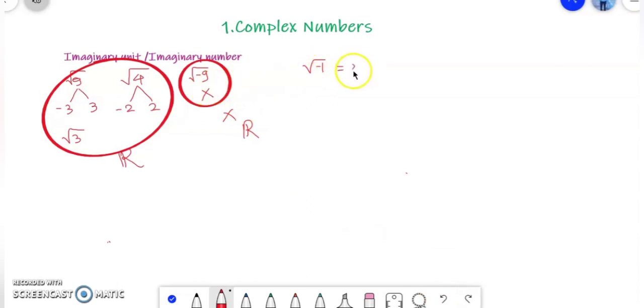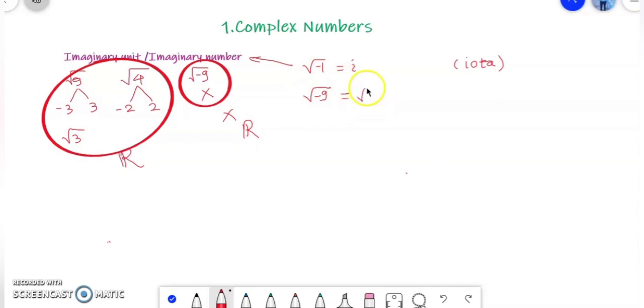This is denoted by iota, a Greek letter, or denoted by simply i. This is a Greek letter looking like i. It is called iota in Greek. So root of minus 1 is denoted by i, and this is called imaginary unit or imaginary number. Imaginary unit it is. And root of minus 9, root of minus 4 can be written in terms of root of minus 1.